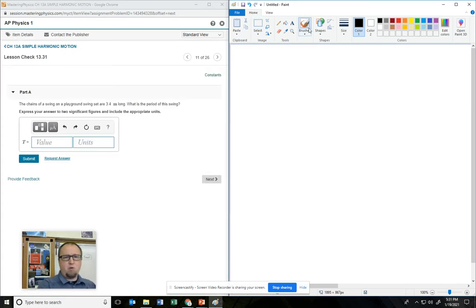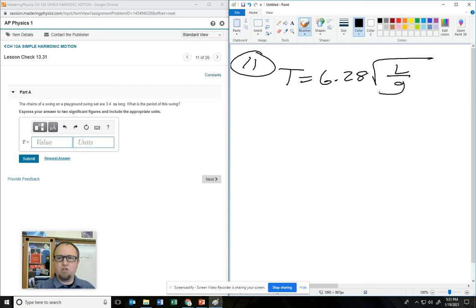All right. Chains of a swing, 3.4 meters long. We're looking at number 11. Hopefully I'm still recording. Yep. So period is 6.28 square root of L over g. Since we're dealing with Mastering Physics, we want to have this g be 9.8.